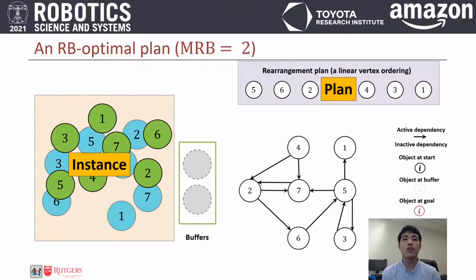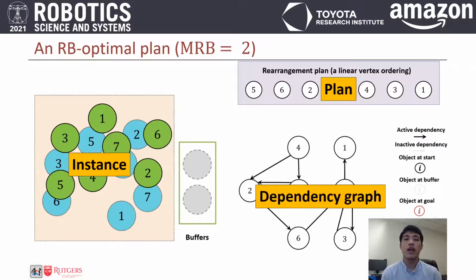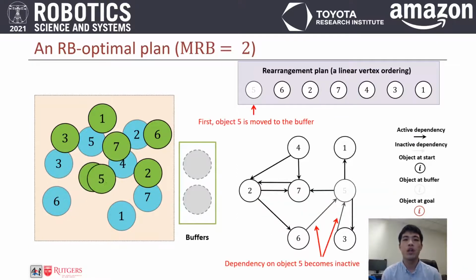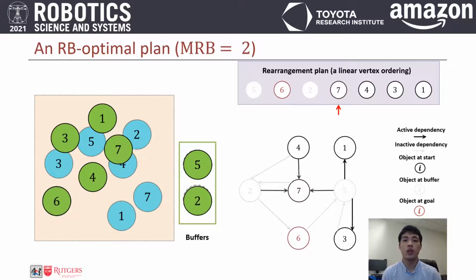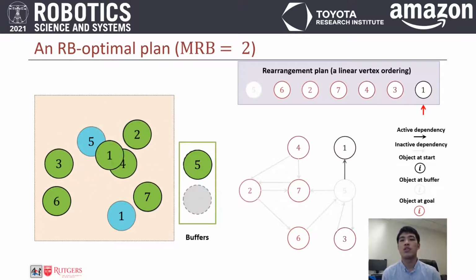The linear vertex ordering is the ordering in which the objects leave the start poses. And we also show the change of the dependency graph as the plan gets executed. First of all, object 5 is moved to the buffer. Then object 6 is moved to the goal. A goal pose is collision-free when all its dependencies are inactive.